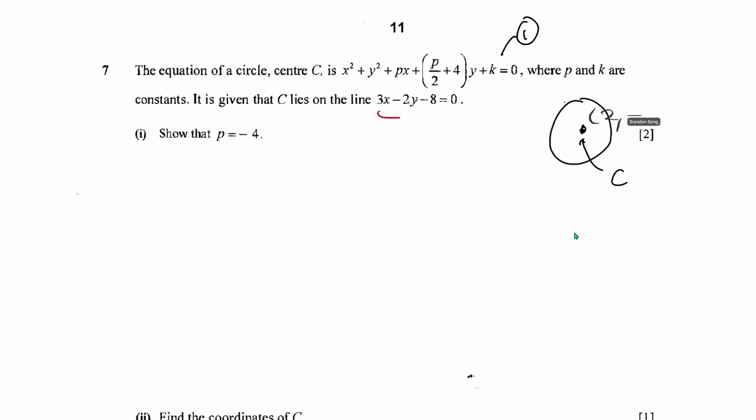So in this case, if I do a quick check, bring the 2y over, I get 3x minus 8 equals 2y. Divide by 2, I end up with y equals 3 over 2 x minus 8 over 2, which is 4. Positive 3 over 2 x means that I have a positive gradient. So that means my graph will look something like this for my straight line.